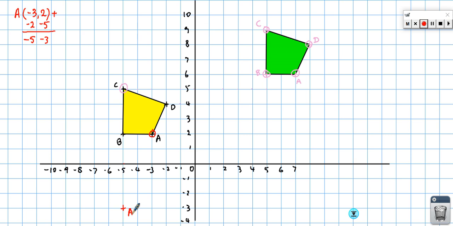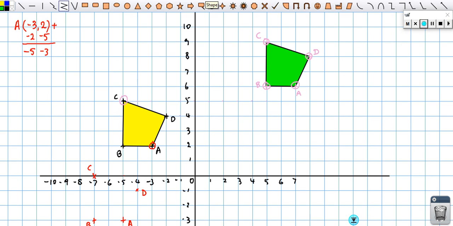Now, knowing that the shape is going to be just translated, so moved about, point B is going to be 2 to the left, point C 3 up, and point D 3 to the right and 1 down. And that is our shape. And that is the third shape.